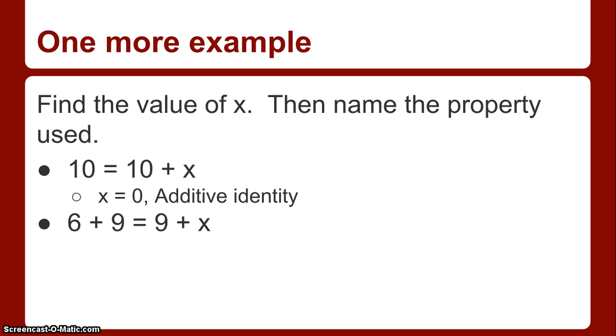6 plus 9 equals 9 plus x. What is x? Come on, you know this. Come on. I know. You should be shouting it at the screen right now. It is 6. Okay? X is 6. The commutative property tells us that's true. It doesn't matter what order you add things in.